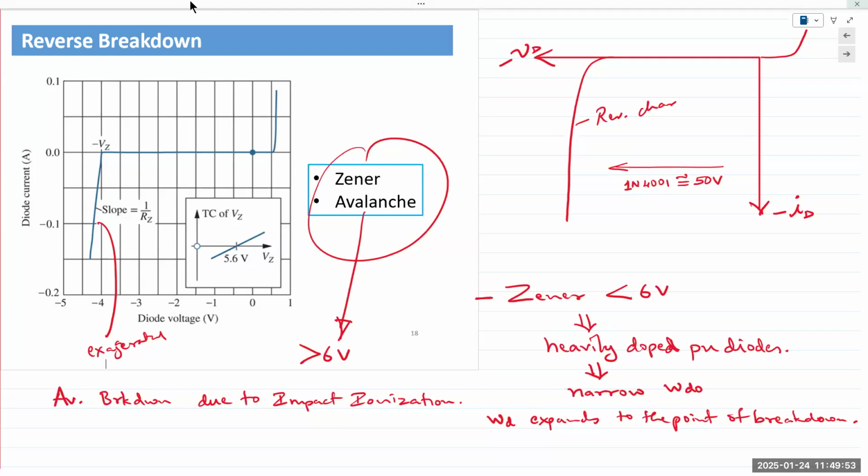If we increase the temperature of the diode, does it make the diode more conductive? What do you mean by more conductive?